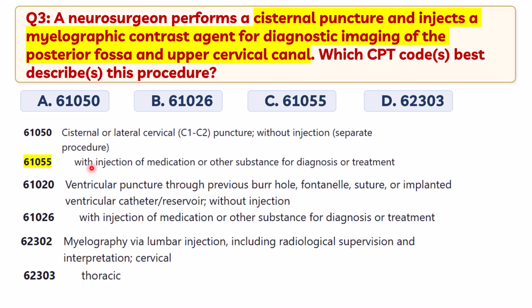So in this code, you have to read up to the semicolon, then read the code. So the code 61055 reads as cisternal or lateral cervical puncture with injection of medication or other substance for diagnosis or treatment. So that is the case here. Once you look at other answers, 61020 says ventricular puncture through previous Burr hole. That is not the case here. And 62302 says myelography via lumbar injection. That is not the case here. So this is the cisternal puncture with the injecting agent. So the correct code will be answer C.